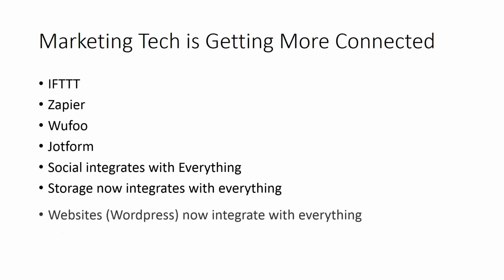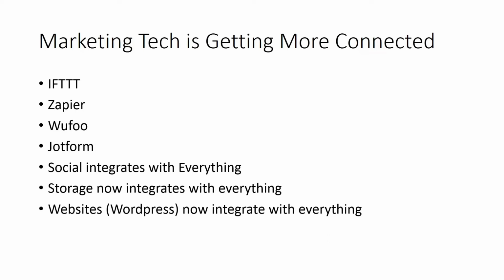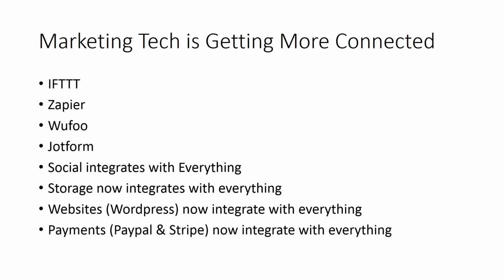You can now use your WordPress website in particular. You can integrate with just about everything that we have talked about. So you can integrate everything, and now you can even integrate your payments, PayPal and Stripe and anything else you use. Some of you probably even use something called Bitcoin. You can do just about anything that you want and integrate and connect these things.